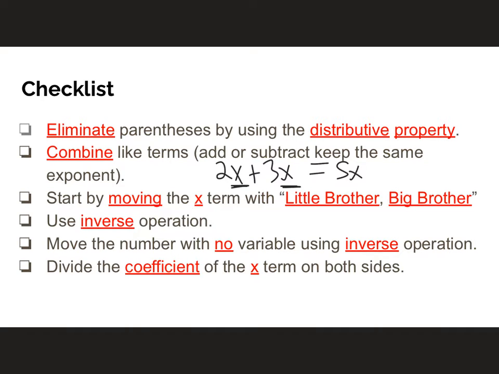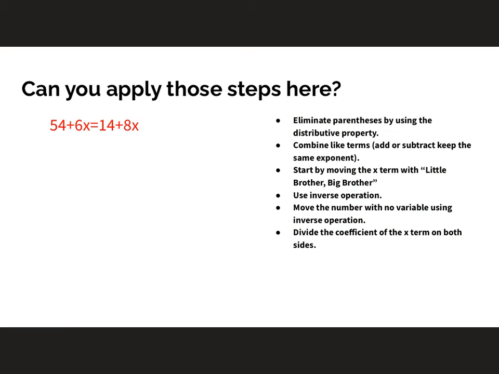Once you have done that, you're going to move the number with no variable using the inverse operation as well. Once that's complete, you would divide by the coefficient of the x term on both sides. And remember, a coefficient is the number that is attached to the x. So in this situation, 5 is my coefficient. I would divide by 5 on both sides. And you're going to see exactly what I'm talking about in this example right here.